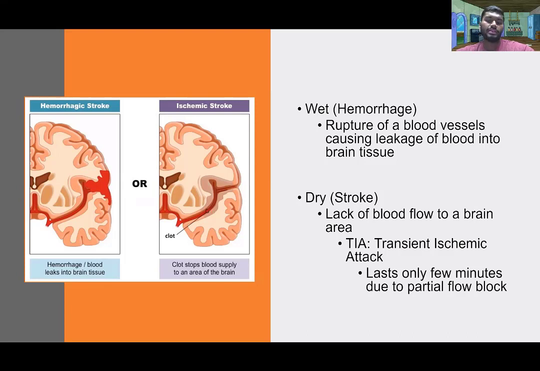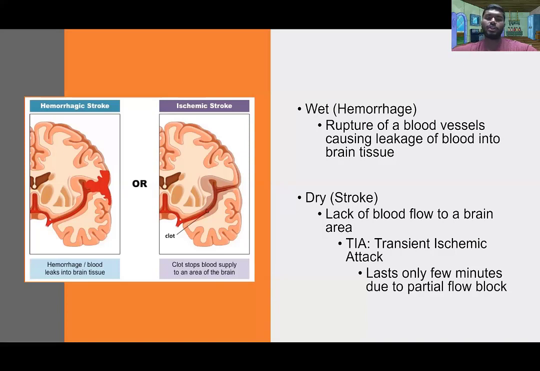Now, TIAs are still very bad because they are a significant risk factor for a full stroke that will be occurring pretty soon. And they kind of make sense, right? These arteries start off very big and then get smaller. So if a small clot gets partially stuck in a big artery, when it gets pushed through, it will get stuck in a smaller artery, which will then cause a full stroke.